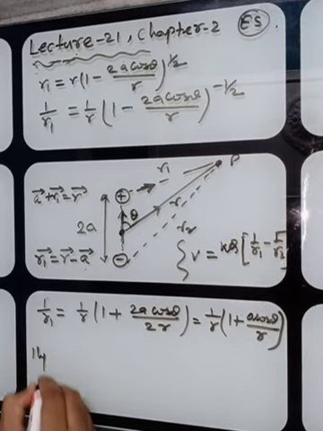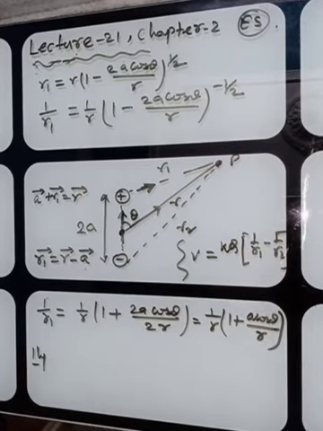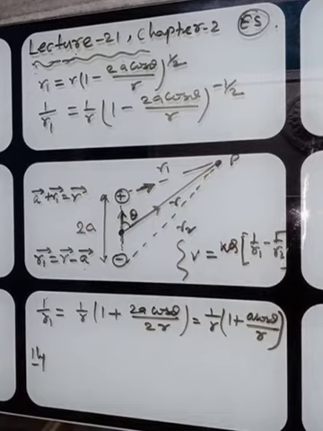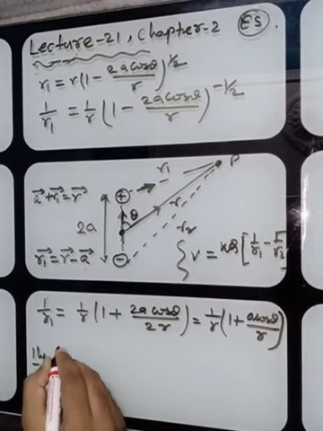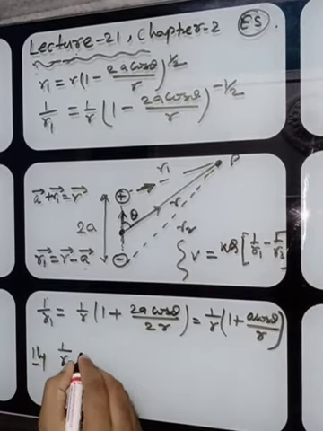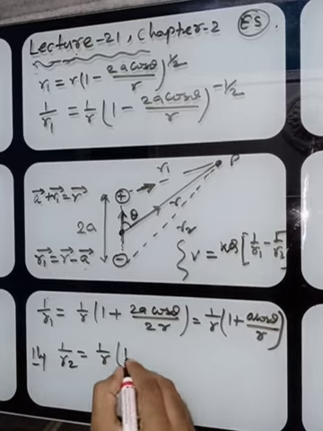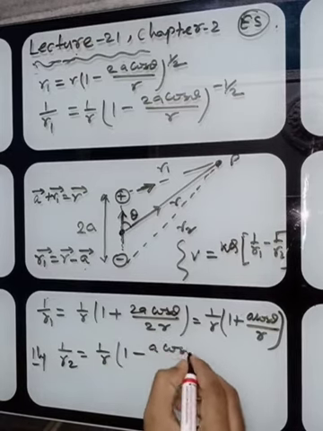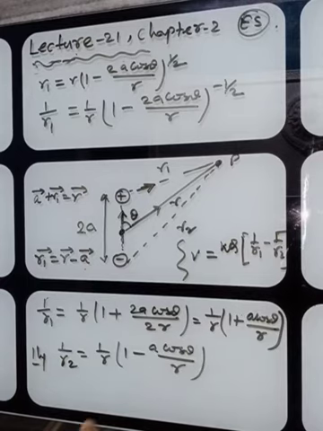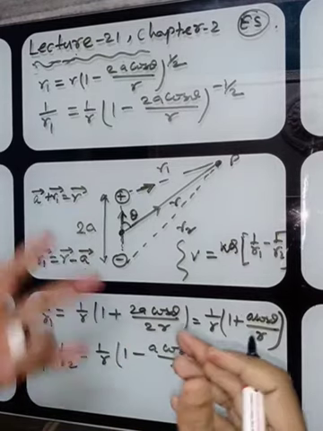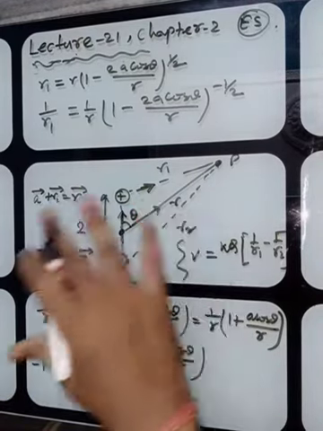Similarly, you can write, my dear student, 1 by R2 is 1 by R times 1 minus A cos theta over R. Okay, you can apply the same method to write down. In examination you can write directly.